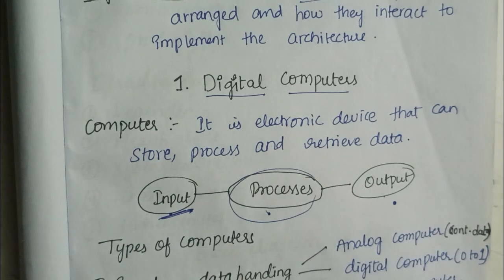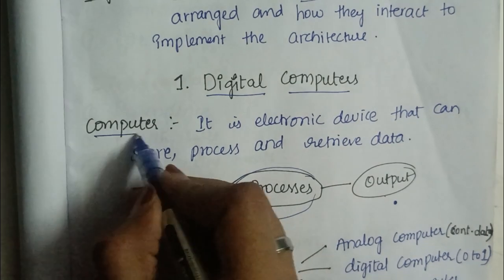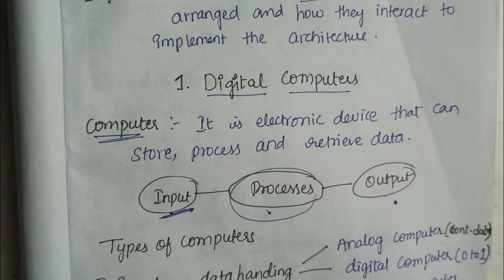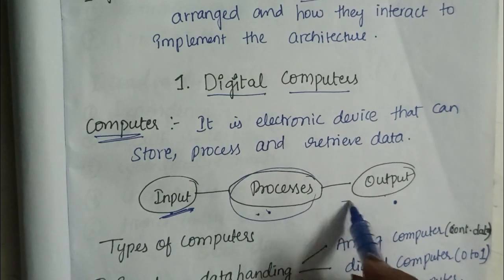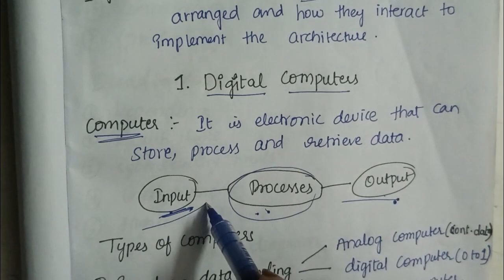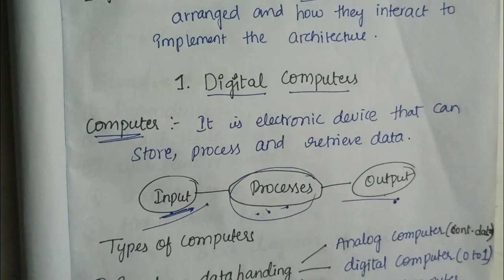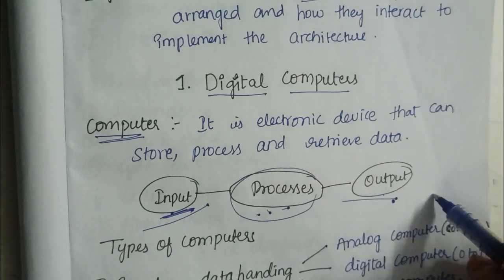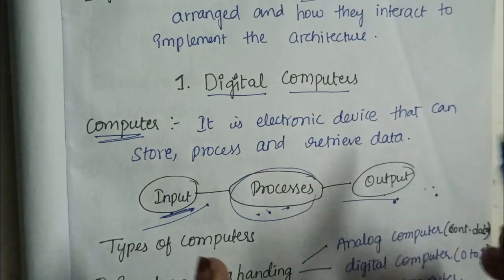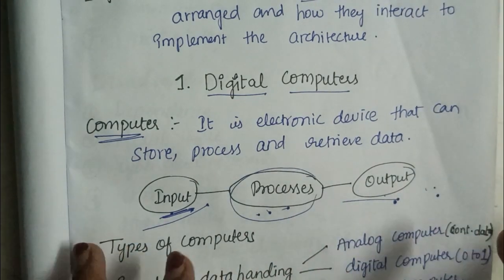So, first, what is a computer? A computer is an electronic device which generally takes an input, processes it, and then gives an output. It takes an input, processes it using the arithmetic logic unit, memory unit, and control unit, and then gives you an output. This is known as a computer. That is the main purpose of the computer.